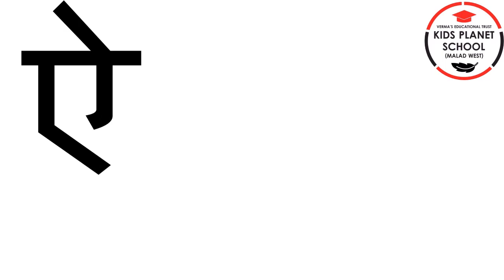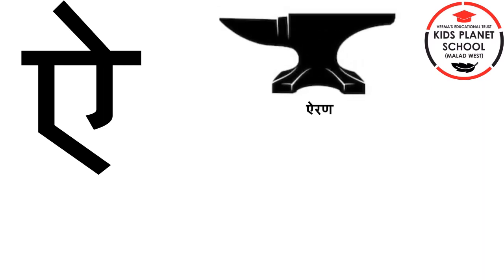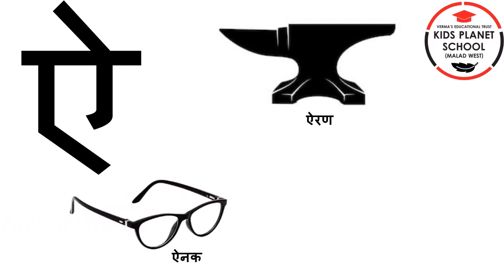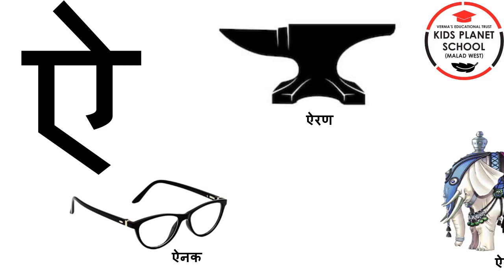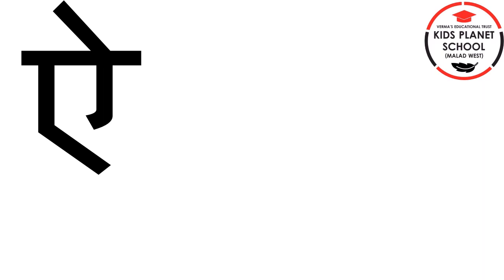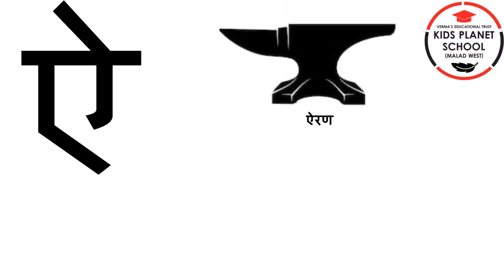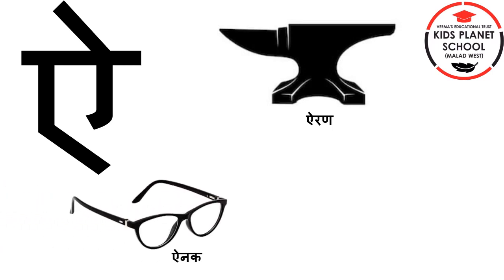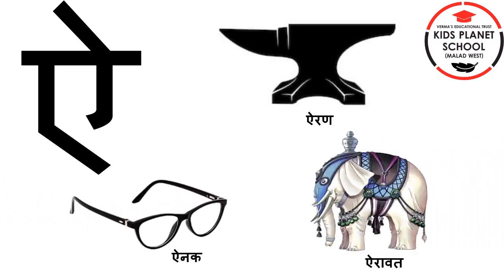I. Children, this is I. Repeat after me. I. I Iron. I Ainak. I Airavat. Which letter is this, children? I. Repeat again. I. I Iron. I Ainak. I Airavat. Children, now we will complete the line of Swar.